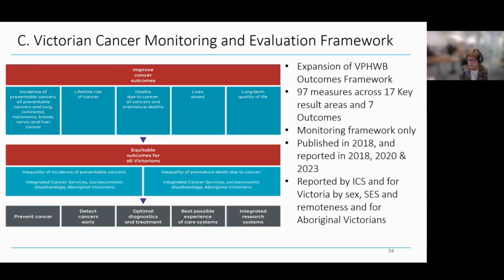is reported by ICS in a geographic sense across the state, and it's reported for the state by sex, male and female, by low socioeconomic to high socioeconomic quintiles across the state, for remoteness and specifically for Aboriginal Victorians. So there are some measures of more vulnerable populations included in the reporting of this framework, and also some measures that relate to geographic difference. It doesn't go to explaining why those differences occur because it is a monitoring framework. It states where those differences are.